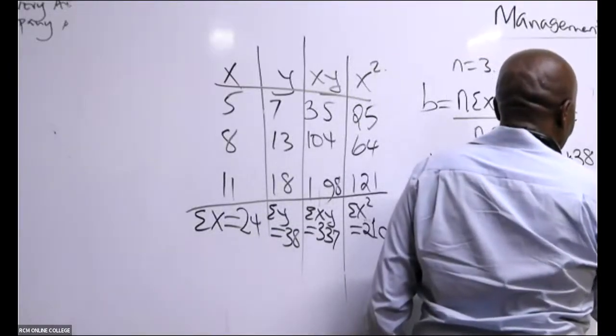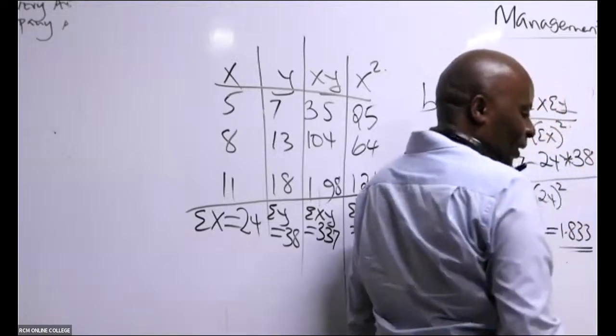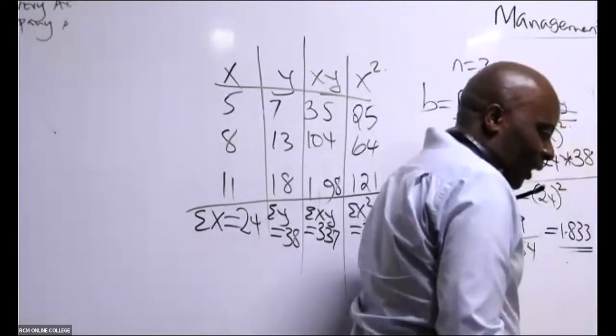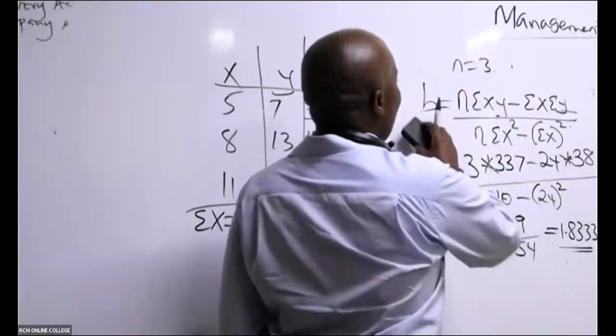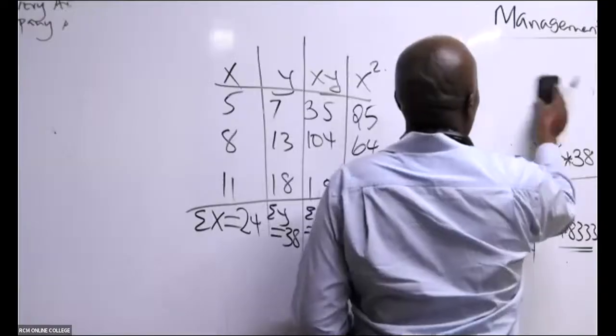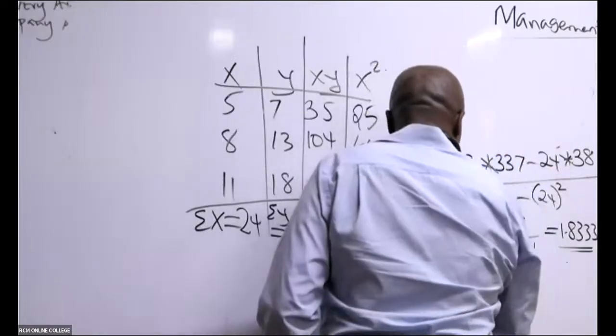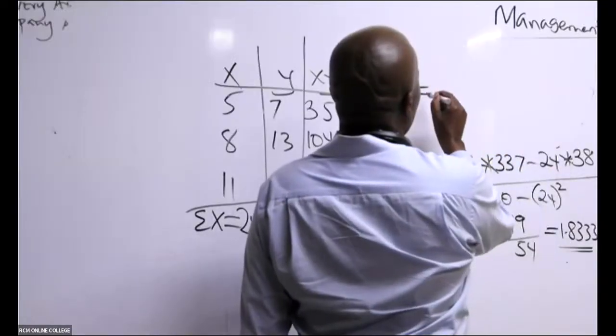1.833, like this. 1.833. Thank you so much. 4 decimal places. So then, having gotten B, we should be able to go ahead and get what here? Somebody? A. So our A will be equal to who?